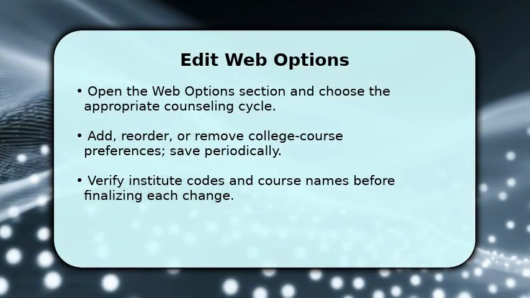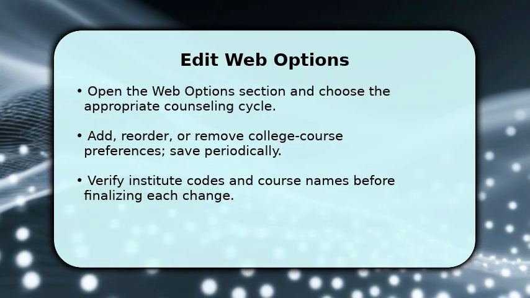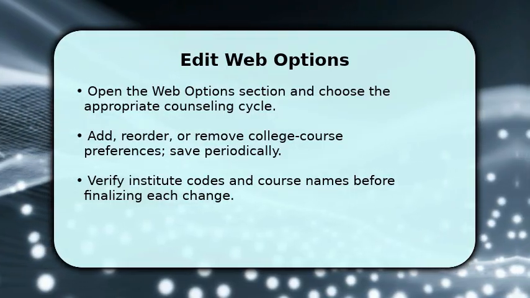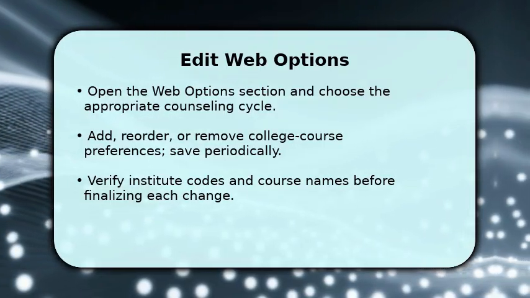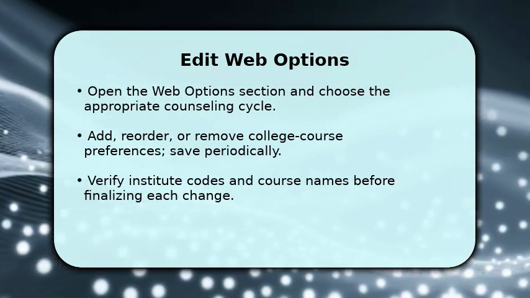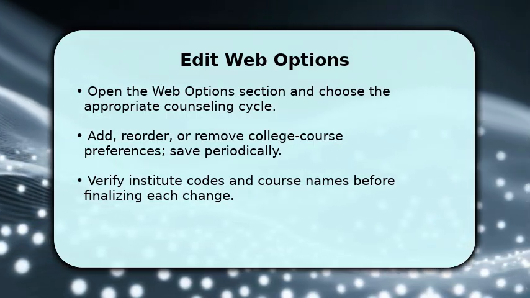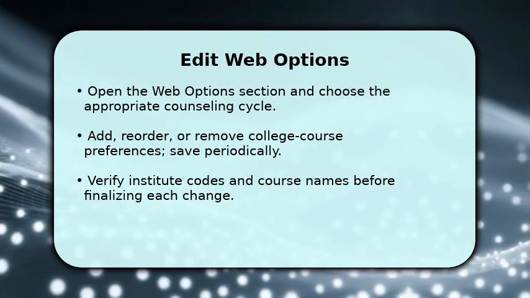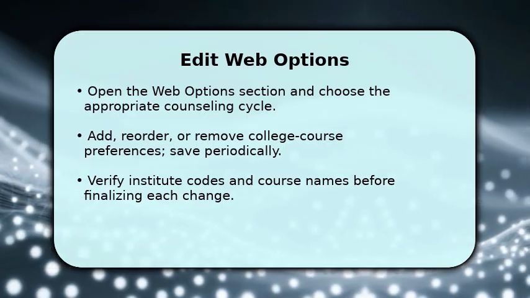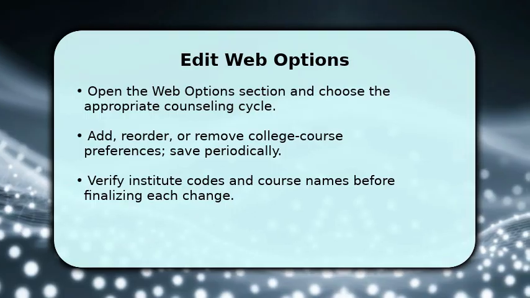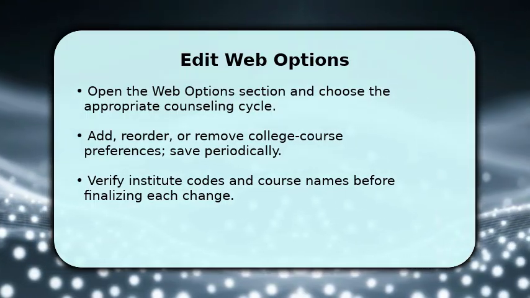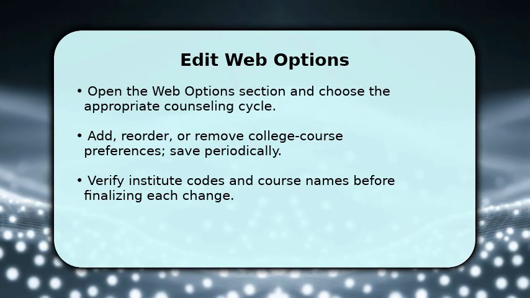Once logged in, navigate to the web options area and select the current counseling round. You will see your existing preferences, add new college course pairs, drag or use controls to reorder them, and remove unwanted choices. Save your progress frequently to avoid data loss, and double-check institute codes versus printed names to prevent mismatches. If you need to pause, use the Save Draft option. This lets you return without restarting. Doing this carefully increases your chance of getting the most preferred allotment.